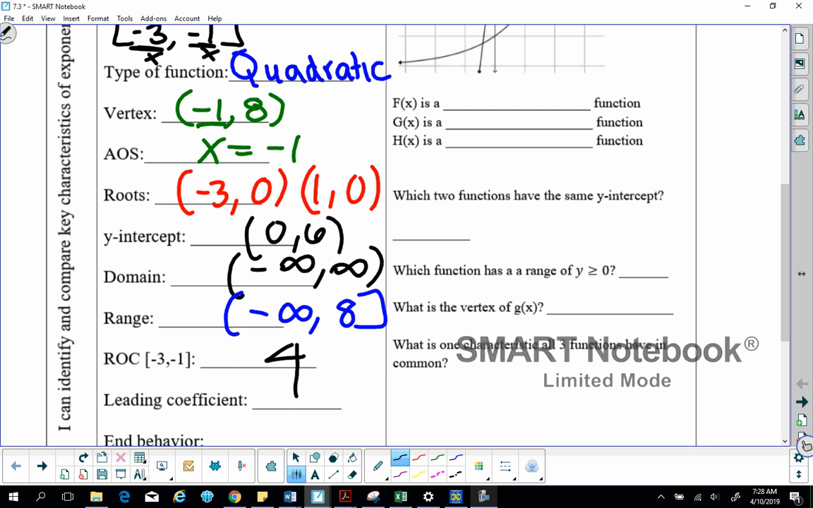Awesome. Any questions on that one? What? If you guys need a calculator, they're in that blue basket back there. So you can go get one.